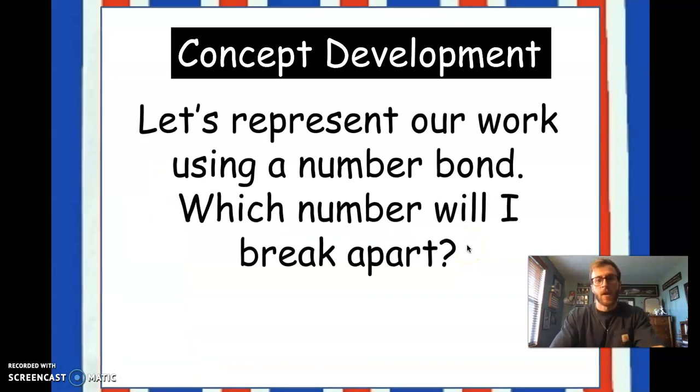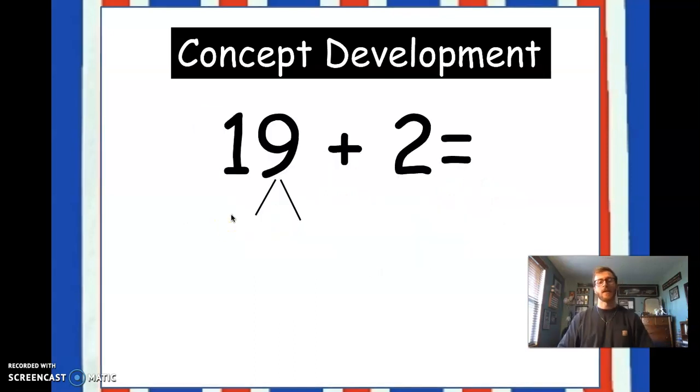Okay, moving on. This one, we're going to use the same number sentence, but it says, let's represent our work using a number bond. Okay, so I want to split apart 19. You can actually pick either number to split apart, but we're going to do 19 because I want to work with tens. Remember, adding tens to other numbers is a lot easier than adding any other number that's not a multiple of 10. So I want you to make your page look exactly like the slideshow screen right now. I'm going to do the same thing. 19 plus 2 equals, and then I'm going to draw my number bond under my 19.